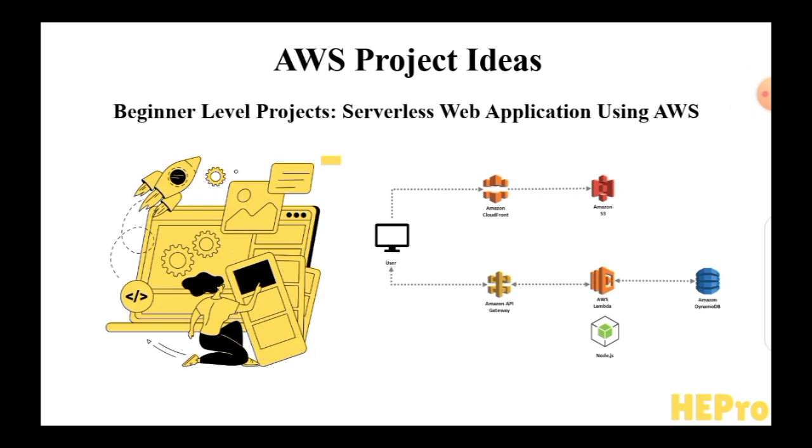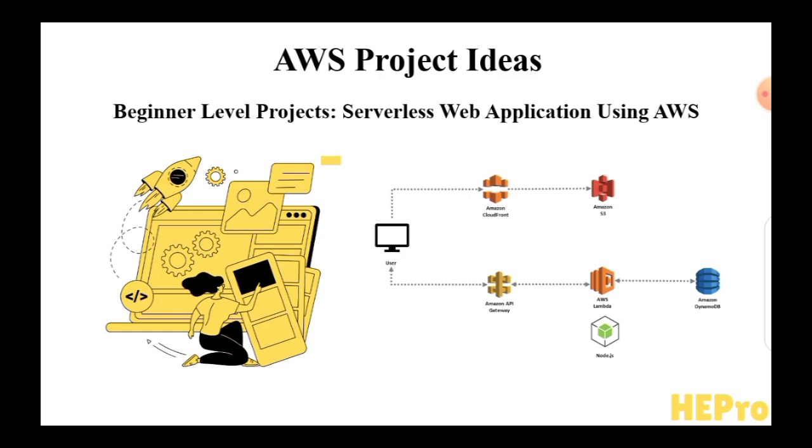In this project, you will build a serverless web application on AWS using managed services, eliminating the need to manage servers. You will design the front end using S3 and CloudFront for hosting static content, implement dynamic backend logic with AWS Lambda functions, and store application data in DynamoDB.